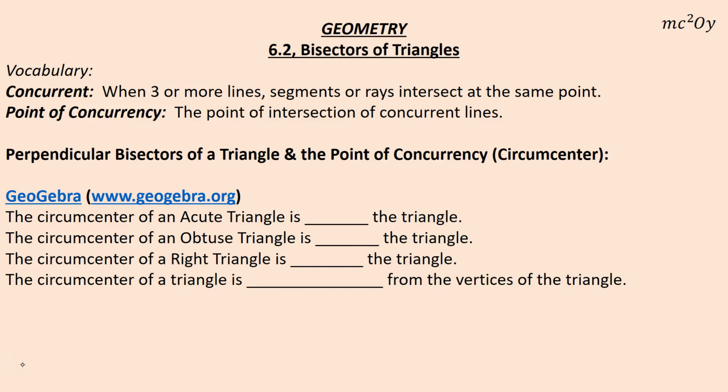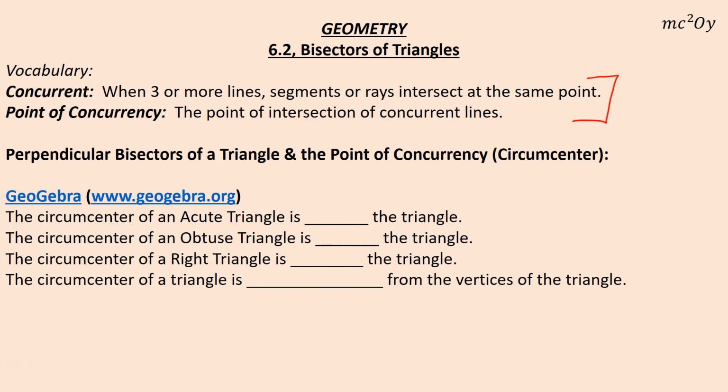Okay, bisectors of triangles. We're going to talk about two different bisectors today, the angle bisector and the perpendicular bisector. When you take a triangle and find the perpendicular bisector of each side or the angle bisector of each angle, you get what are called concurrent lines. Those concurrent lines, when they intersect, give you what's called a point of concurrency. Okay, so that's some vocab here, and we'll actually see that when we're going through these constructions.